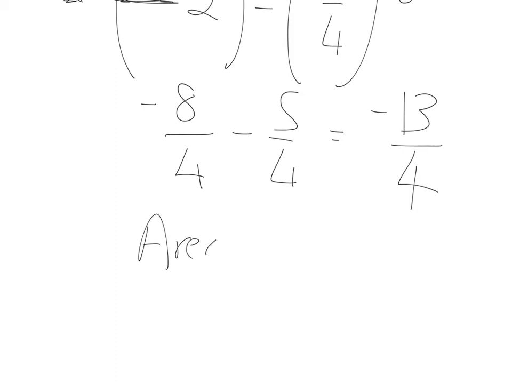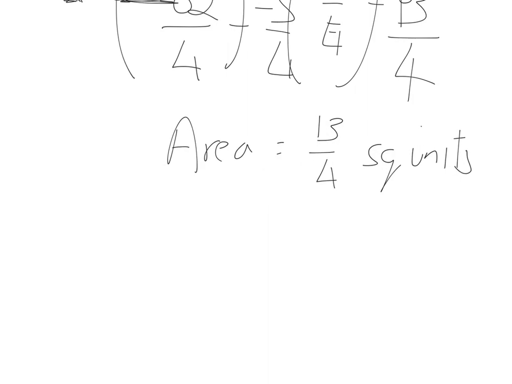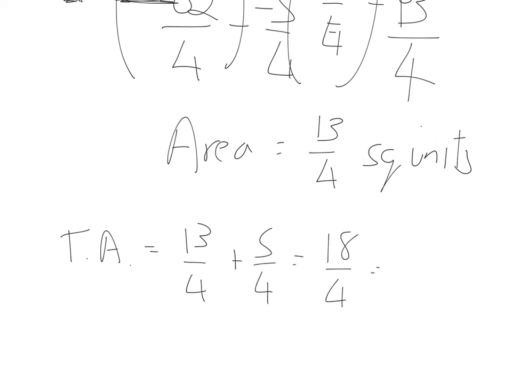So that area then can be given by 13/4 square units. So again, I'm ignoring the negative. I expected to get a negative result there, but ignore it because that's the peculiarity of getting the area below the x-axis. The total area then is given by 13 quarters plus 5 quarters, and that's 18 quarters. Make sure you simplify that down. That's 9/2 square units, and that's fine.